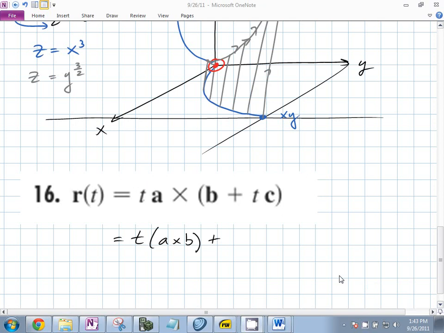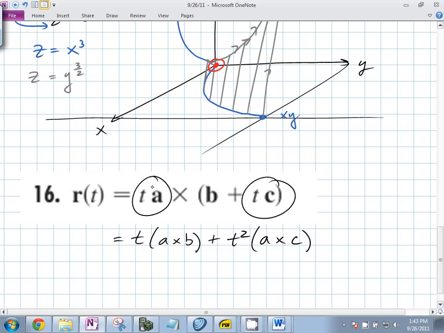It's bold, exactly, which is kind of a terrible notation if you ask me. T times A cross B, and this turns into... Let's see if you understand this. T squared A cross C. Does everybody see why that's true? There's a T floating in front of C, and there's a T floating in front of A. You can kind of distribute.